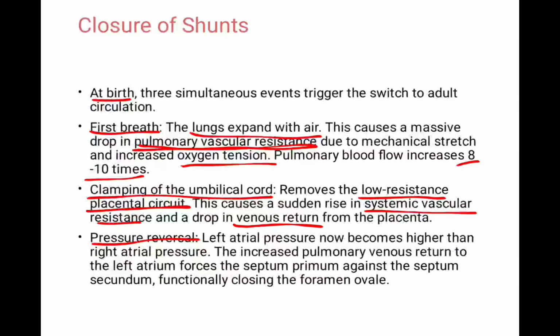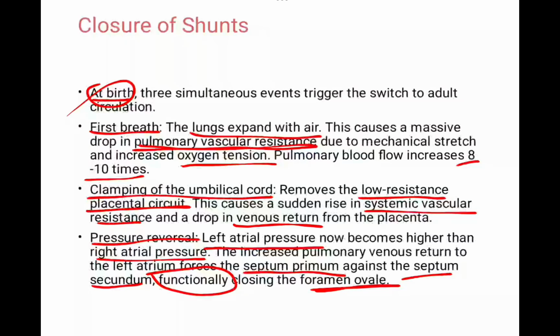There's a drop in venous return from the placenta, so the pressure in the right atrium is now going to be lesser than the pressure in the left atrium. So this is a pressure reversal: the left atrial pressure now becomes higher than the right atrial pressure. This increased pulmonary venous return to the left atrium forces the septum primum against the septum secundum, functionally closing the foramen ovale. What did I say? Functionally, not anatomically. That is at birth. So at birth, the foramen ovale is closed functionally and not anatomically.